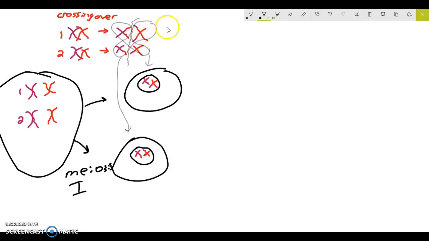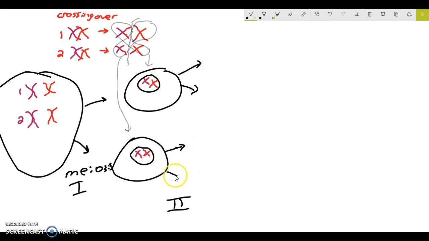That's why we have so much variability. Now imagine doing this with 23 pairs. That's why we have so many different possible combinations. Alright, now let's go to meiosis 2. So there's meiosis 1. Come all the way down here. We're going to call this meiosis 2.